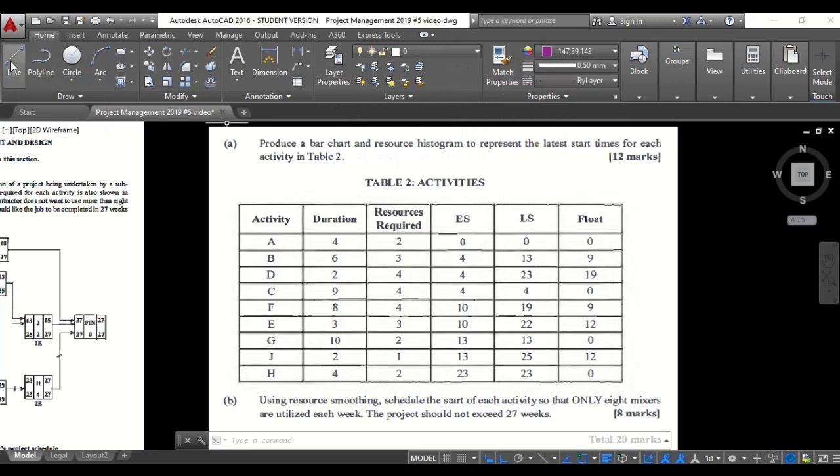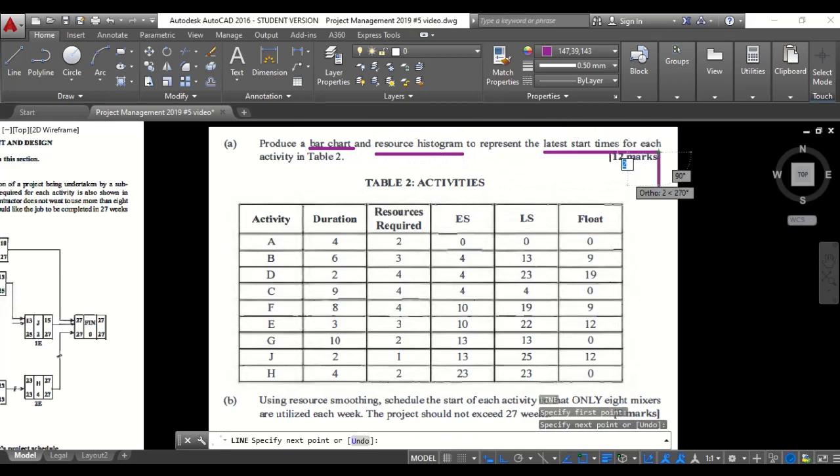So what I'm going to highlight is bar chart. I'm also going to highlight resource histogram. And another thing that I want to highlight, it says to represent latest start times for each activity. We need to highlight all of those.